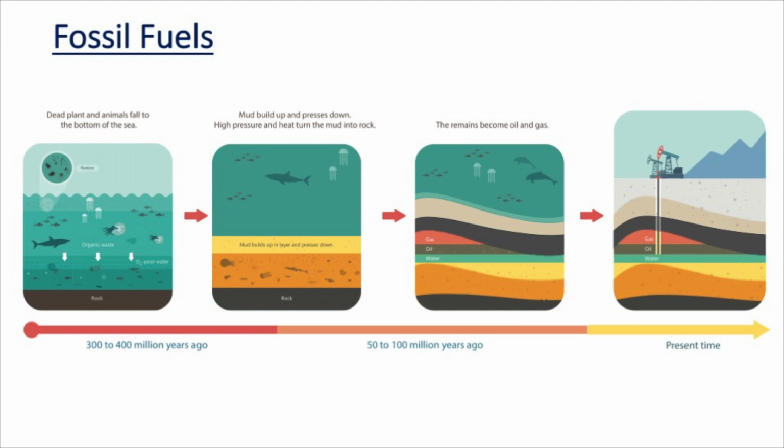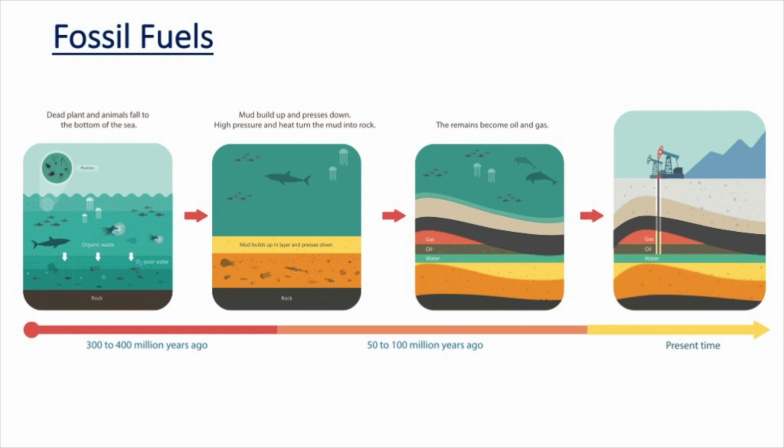From this diagram you can see that millions of years ago dead plants and animals fell to the bottom of the sea and became buried by mud and sand, and over time the high pressure and heat from being buried turned the mud into rock, and the remains became oil and gas.